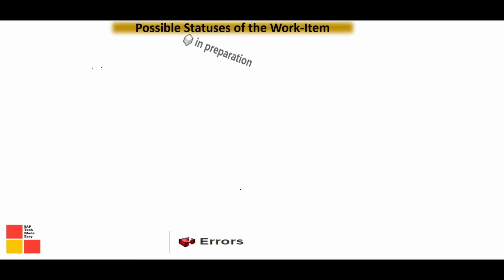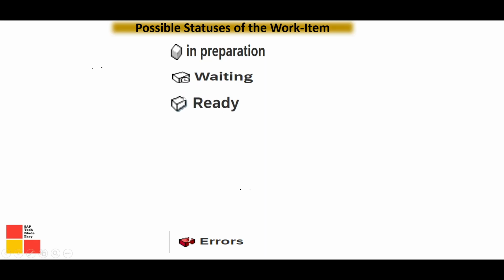If you want to see the different symbols for different statuses, you can see them over here. For In Preparation, you can see a completely transparent box. For Waiting, you have a clock. For Ready, you can see how it looks here. For Reserved, a flag will be there on the block. In Process, half of the box will be in blue.